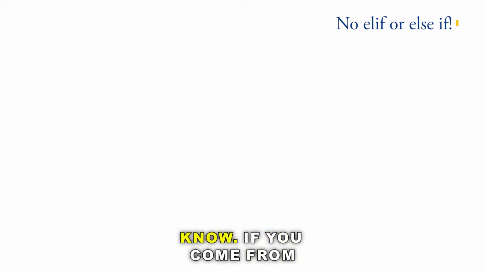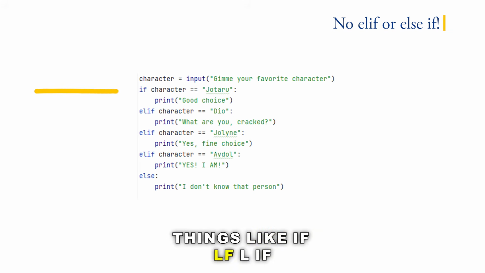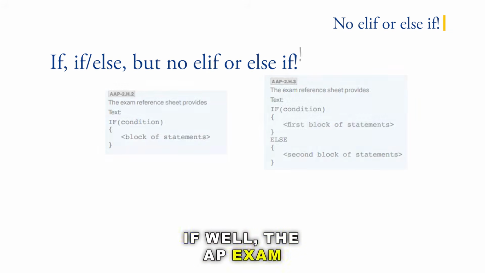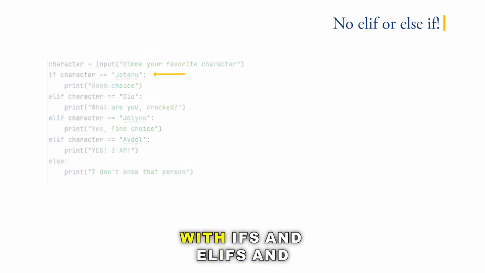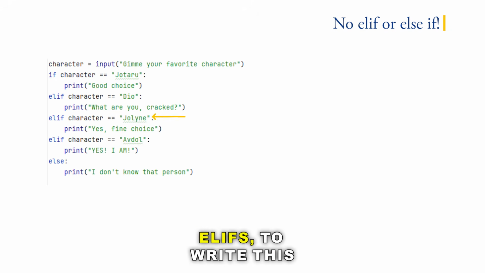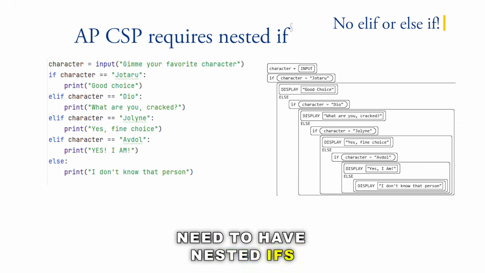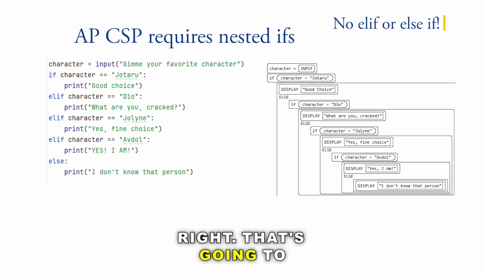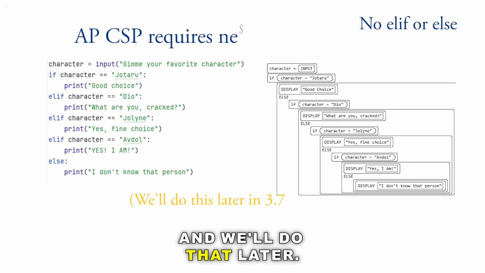Next thing you need to know. If you come from something like Python or JavaScript, you have things like if, elif, elif, elif, or if, else if. Well, the AP exam does not have any of these things. So if we have a code like this on the left with ifs and elifs, to write this in AP pseudocode, you need to have nested ifs and elses like here on the right. That's going to be the topic of 3.7, which is nested conditionals, and we'll do that later.